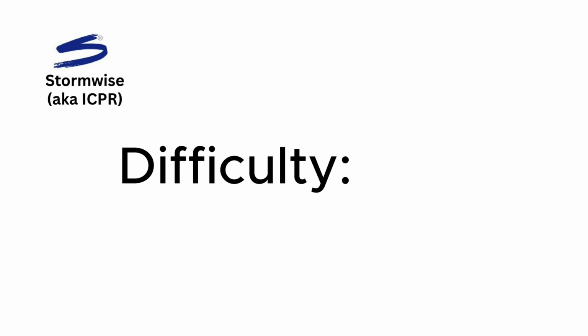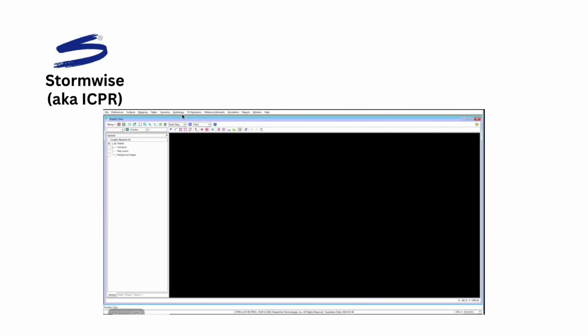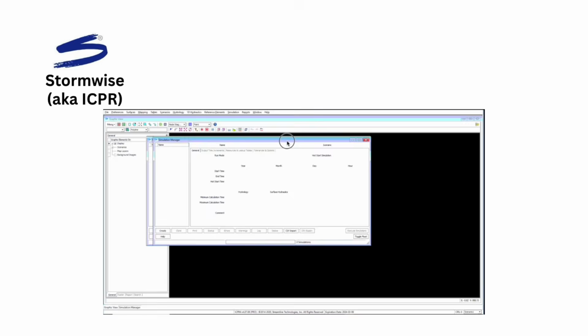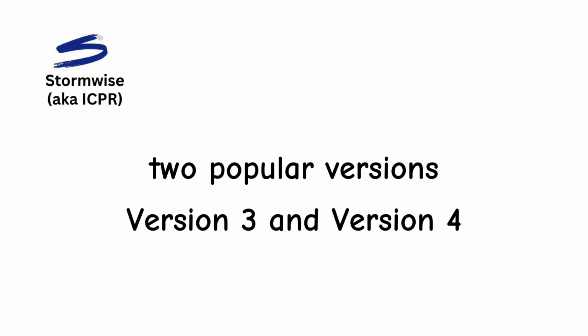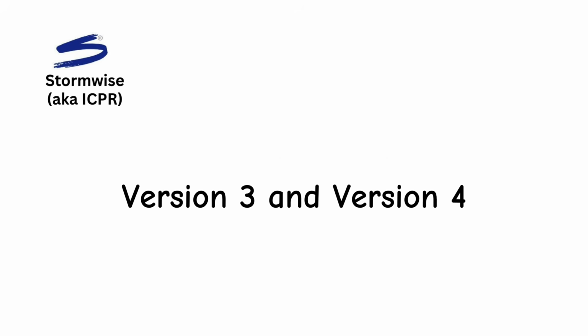For difficulty, I would give StormWise a 9 out of 10. It has a lot of small settings and details that can completely change the results. You also need a strong understanding of hydrology to know whether the model is actually working correctly. It was especially difficult for me because I originally learned ICPR version 3 and then had to transition to version 4, which worked very differently. It's also a completely different user interface.